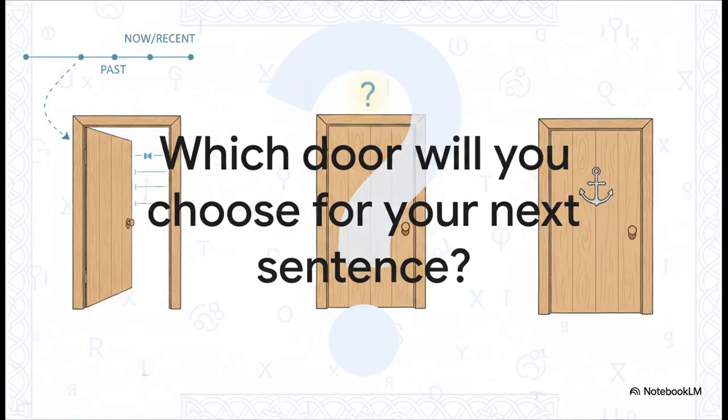I really hope this explainer has empowered you to make the right grammatical choices moving forward. By understanding the timeline and using your anchor, you've essentially unlocked a whole new level of precision in how you describe past and recent actions. So keep practicing, review your three choices, and ask yourself every single time you go to speak, which door will you confidently choose for your next sentence?